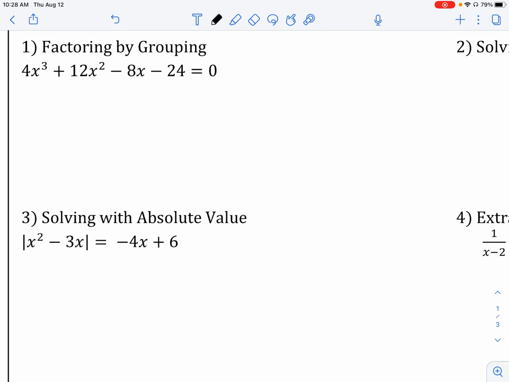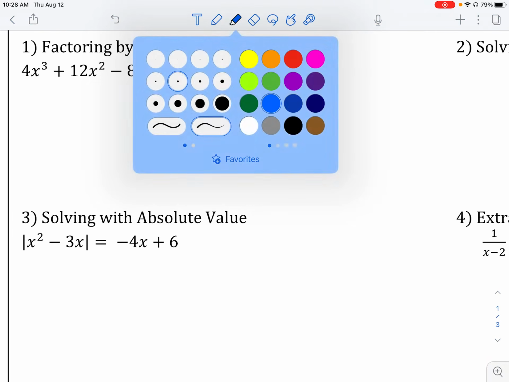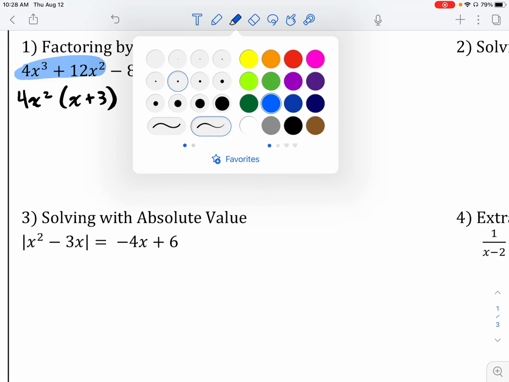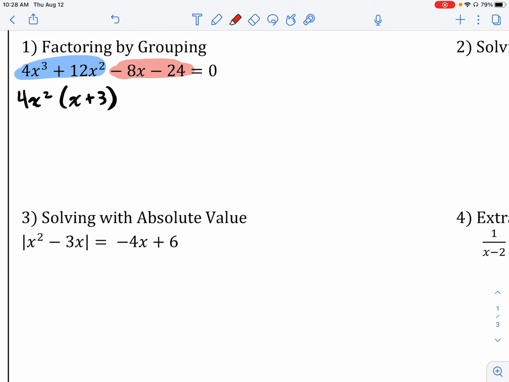So for number one, we're going to factor by grouping. What that often means is trying to find common factors in the terms. For this first problem, I'm going to highlight these first two terms. I notice that I can factor out a common factor, 4x squared, so that we're left with x plus 3. With the remaining terms, I'm also looking for common factors, and I notice that I have a common factor of 8. That's my GCF there. So I've got 8, and what's left over is x plus 3.